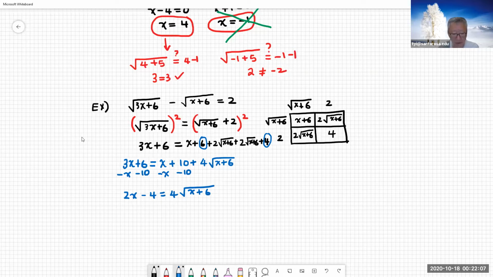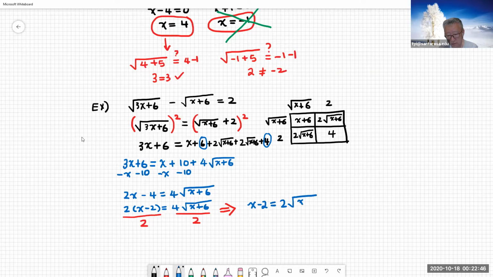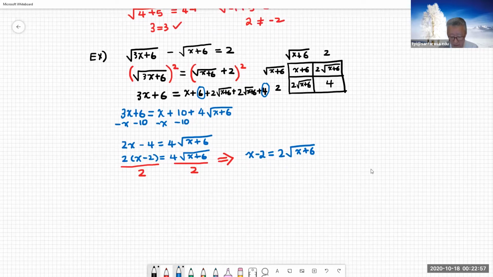Okay. Now on the left-hand side, the common factor is going to be 2. So I'm just taking out the 2. 2 times x minus 2 equals 4 square root of x plus 6. And I am going to divide both sides by the 2. So on the left-hand side, I still have x minus 2. On the right-hand side, now I have 2 square root of x plus 6. That's kind of nice, right? So now we got everything that we need to do before we square both sides.